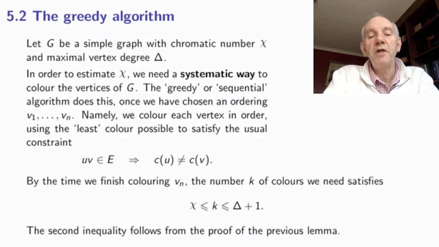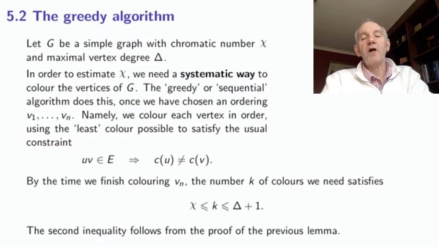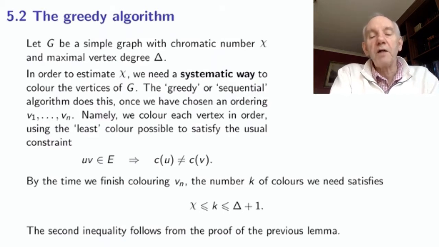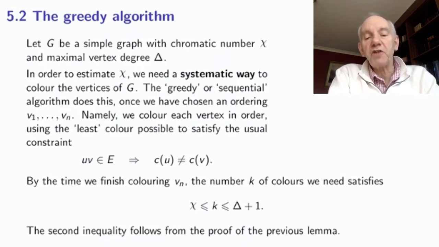And by definition, it can't require less than the chromatic number because it's satisfying the constraint at each stage. So the chromatic number is the least number of colours one needs. So if we apply this algorithm and it needs k colours, k is at least as big as the chromatic number. But the way it's working shows, if you look at how we proved the lemma in the last lecture, the number of colours the algorithm needs will never exceed capital delta plus 1, where capital delta is the maximal vertex degree, the largest of the vertex degrees.